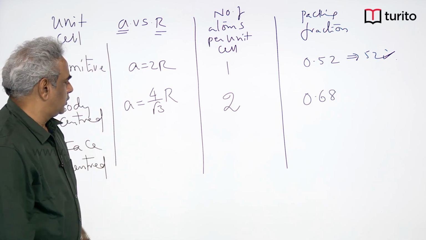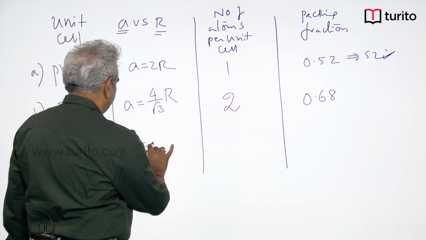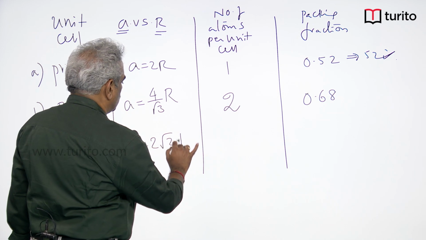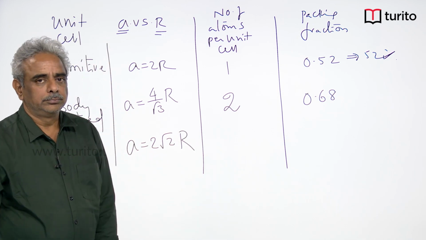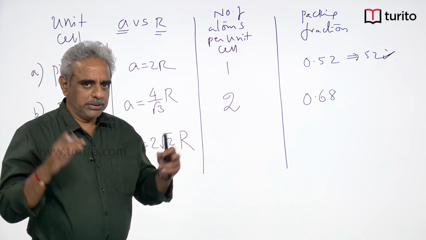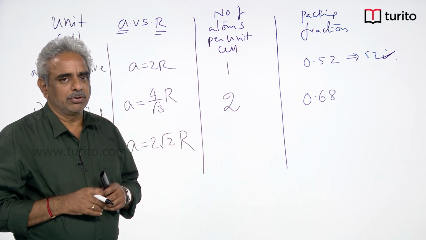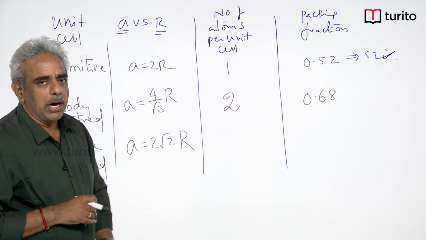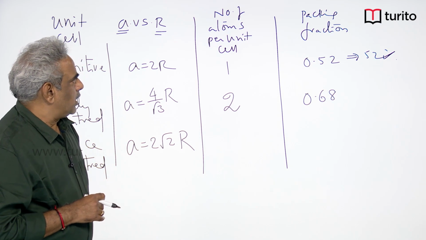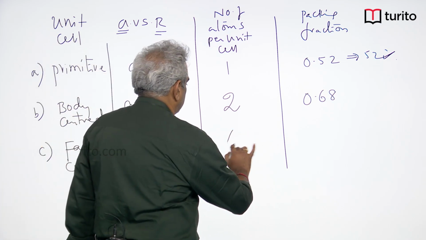Face centered, A is given by 2 root 2 r. Each face is related to the radius of the sphere as 2 root 2 r. And number of atoms per unit cell, 4.